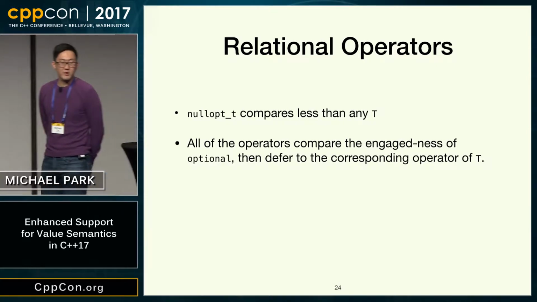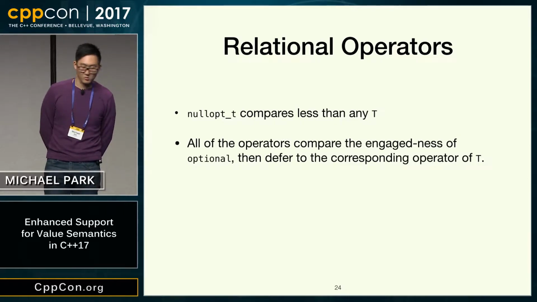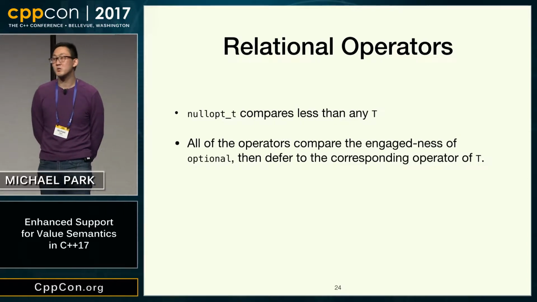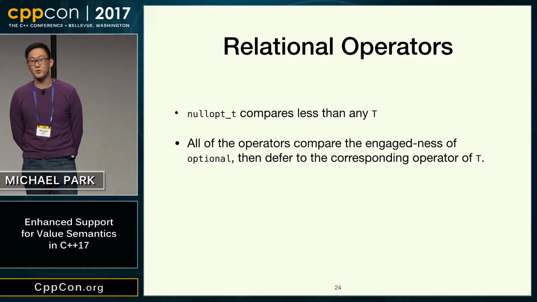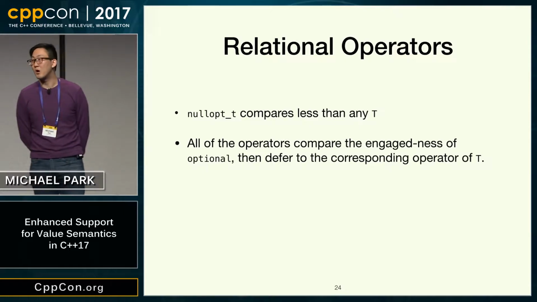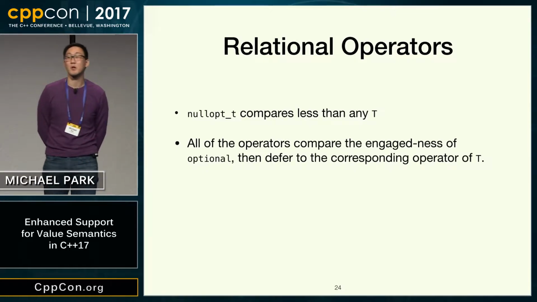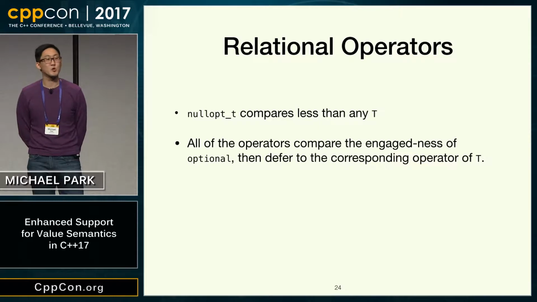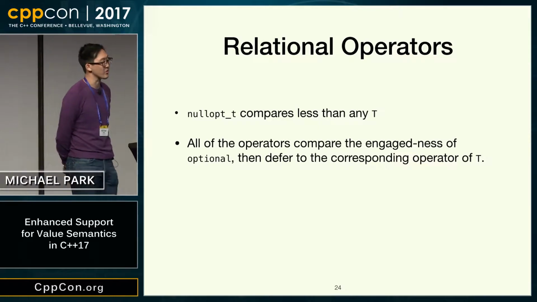All the operators compare engagedness of the optional, then defer to the corresponding operator on T. So what this means is that you can't just define operator equal and operator less than and try to get away with it, because a lot of other types will actually do the inverse for you, right? Whereas with optional T, if you perform an operator greater than, then it's going to actually invoke operator greater than on your T. So if you're going to use optional T for some T, you have to define all the relational operators if you want to use them.